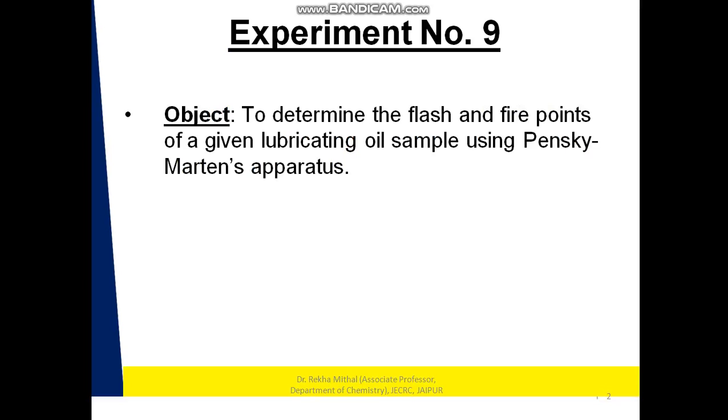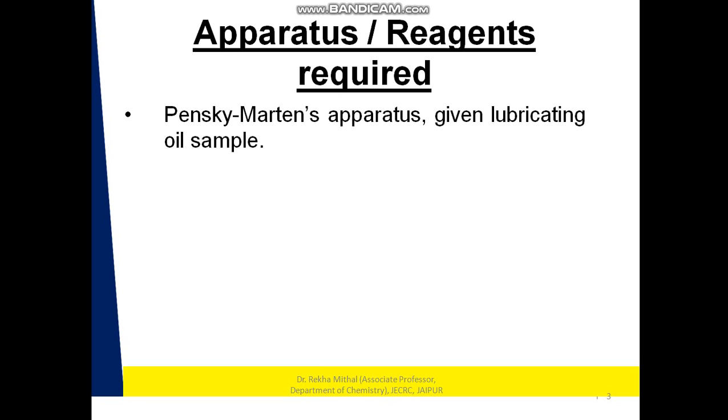Today we'll discuss experiment number 9. The objective of experiment number 9 is to determine the flash and fire point of a given lubricating oil sample using Pensky-Marten apparatus. So we have to determine the flash and fire point of given lubricating oil in this experiment. The apparatus and reagents required are the Pensky-Marten apparatus and the given lubricating oil sample.